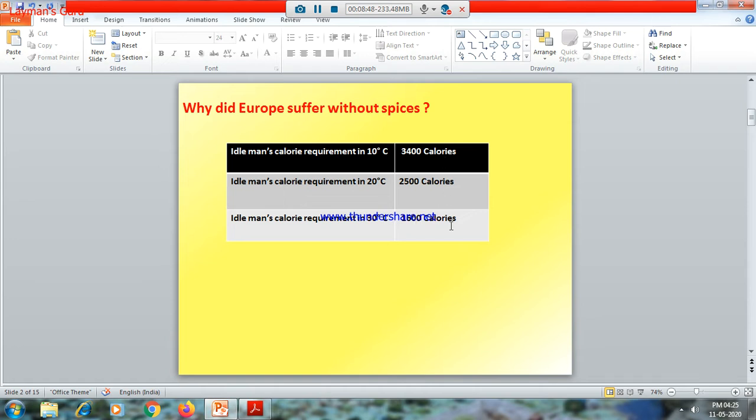Why is this varying? Do you have any idea? Just imagine a tumbler of hot milk. You keep it on a table. Another hot milk at the same temperature, you keep it in the fridge. Which will get cold early? That one in the fridge, right?